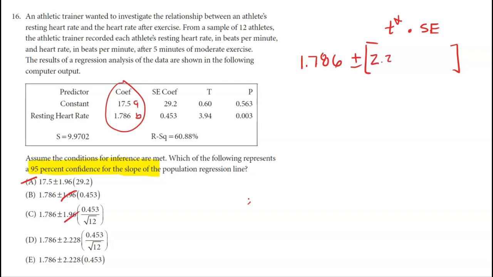So 2.228. Now, what about my standard error? Again, no formula needed. Again, there is a formula for standard error, but all you got to do is look right next to slope, and bingo, there it is, 0.453. Nothing needs to be done to that number. That is the standard error for your sample slopes. So choice E is going to be my correct answer here, and I could walk away knowing I got this problem correct.